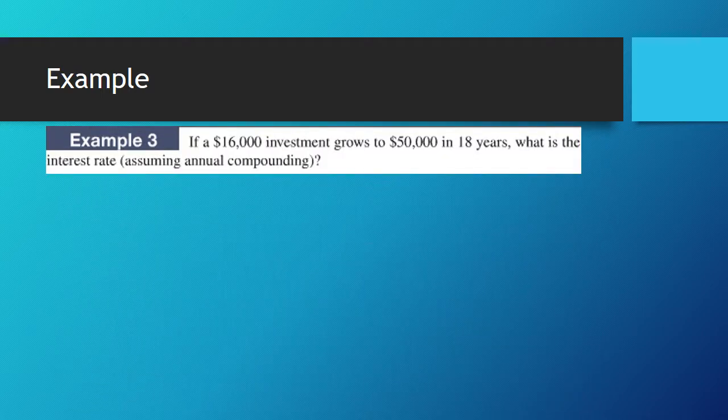Here's another example. You have a $16,000 investment and you want it to grow to $50,000 within 18 years. What is the interest rate? And we're assuming annual compounding. Try this problem, pause the recording, and then resume the recording to check your answer.